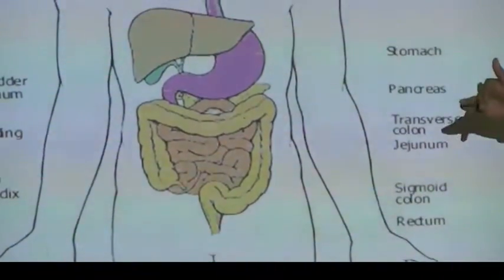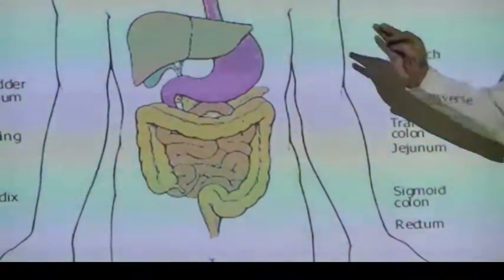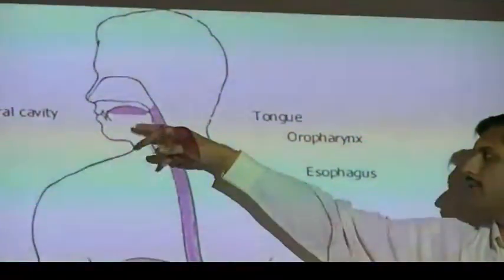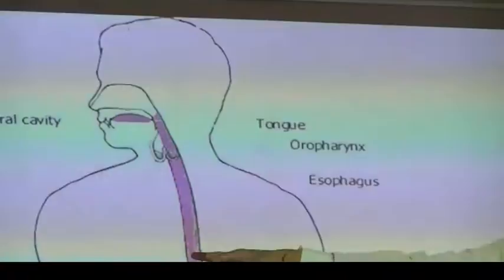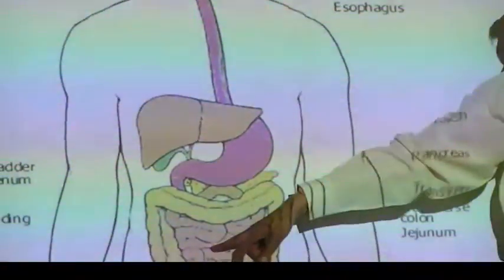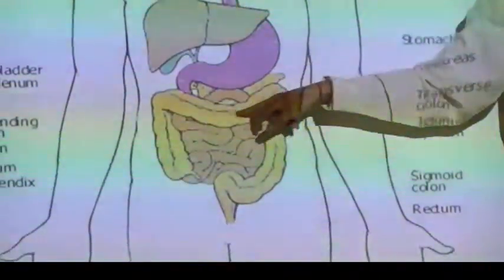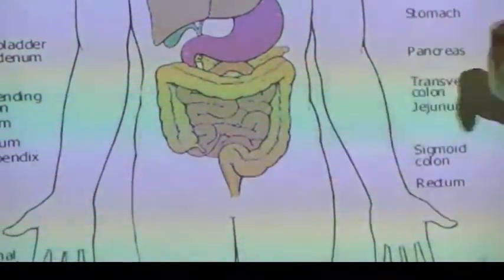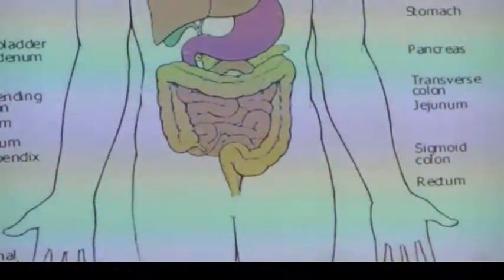So the parts of the digestive system, if we talk of them again, are the mouth or the oral cavity, the esophagus or the food tube, the food pipe, the stomach, the small intestine, and the large intestine. All of them are parts of the digestive system.